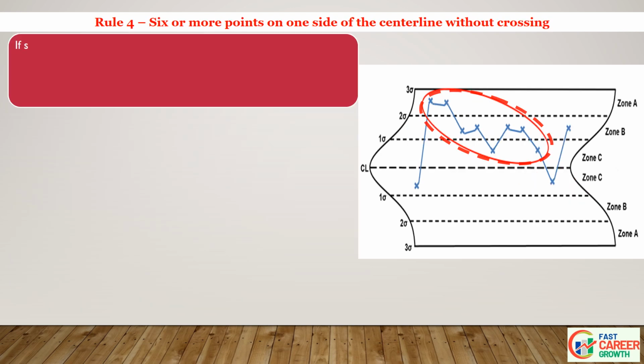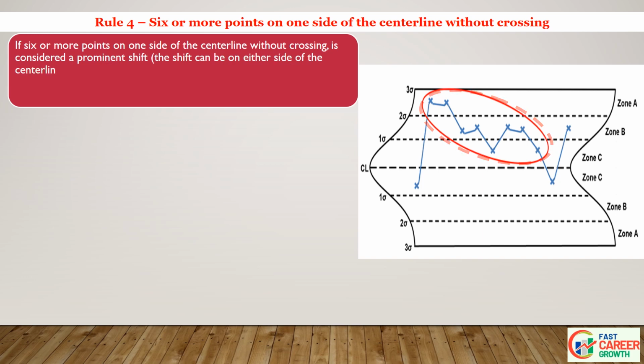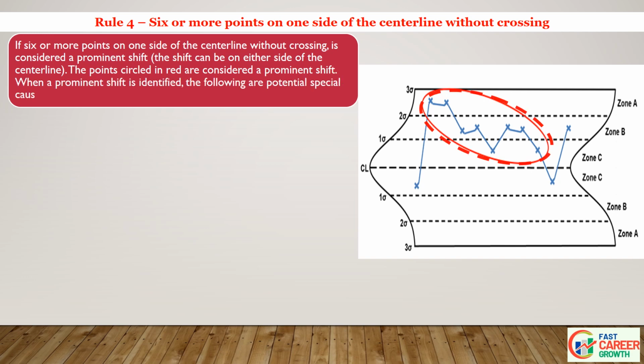Next, Rule 4. If 6 or more points on one side of the center line without crossing, it is considered a prominent shift. The shift can be on either side of the center line. The points circled in red are considered a prominent shift. When a prominent shift is identified, the following are potential special causes to consider.